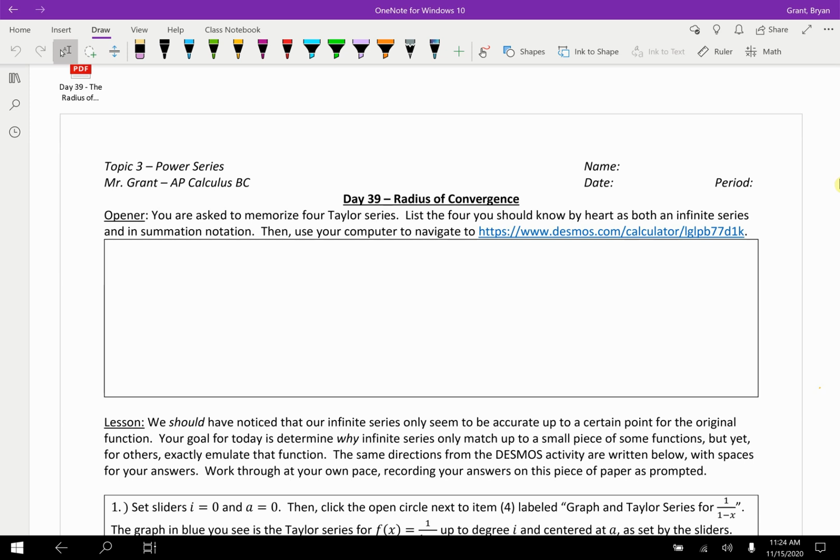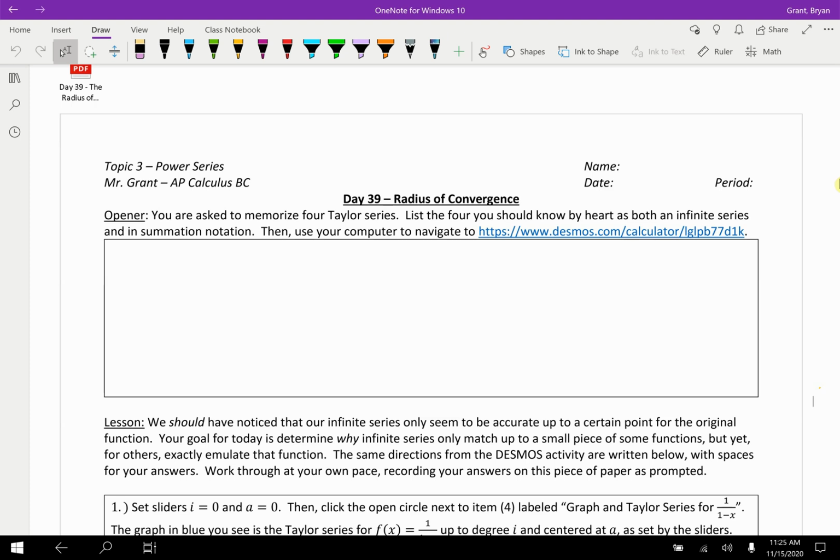Welcome back to our Topic 3 on Power series in AP Calculus BC. At this point, we've really learned our four major Maclaurin or Taylor series that we need to have memorized. And remember, when we say Taylor series, we really mean a Taylor series centered at x equals 0, so a Maclaurin series. So there are, I guess, 5 equations you need to have memorized so far.